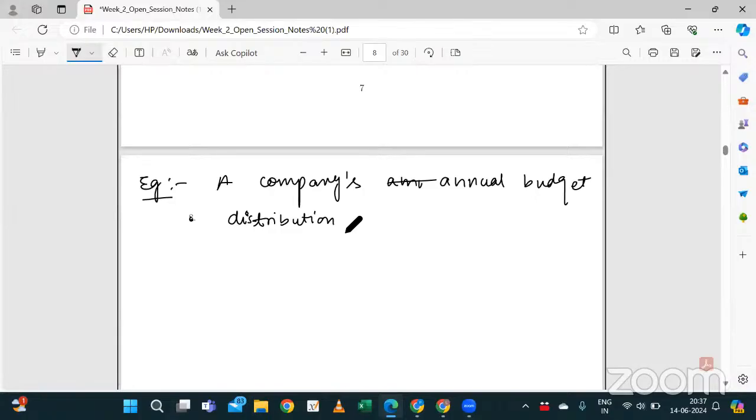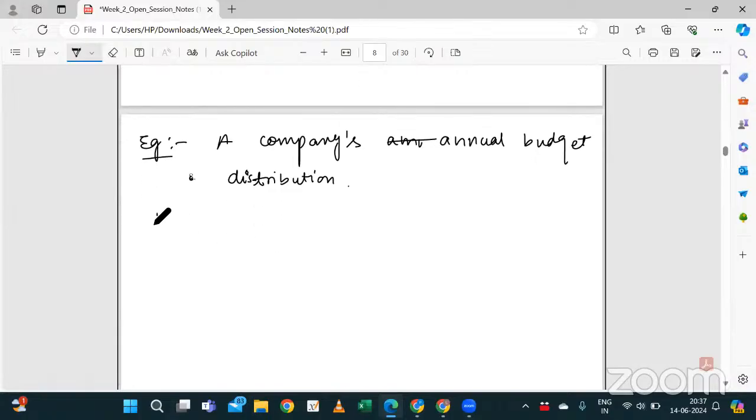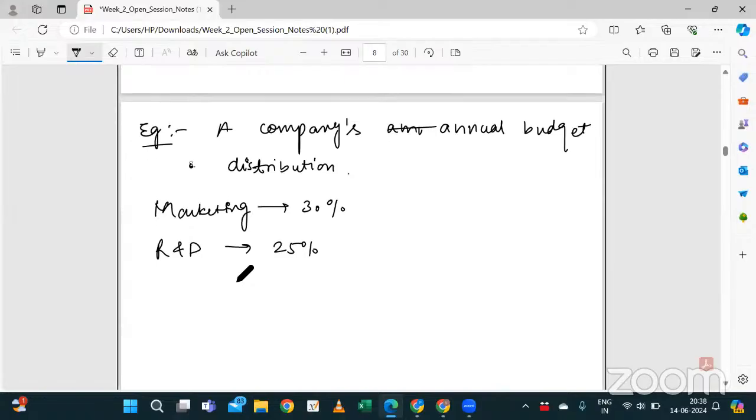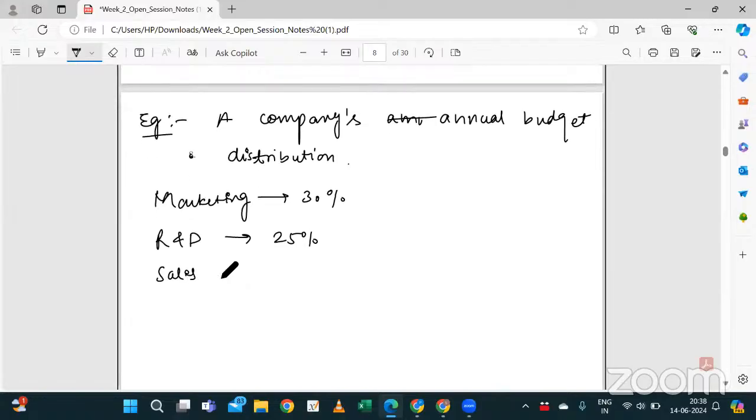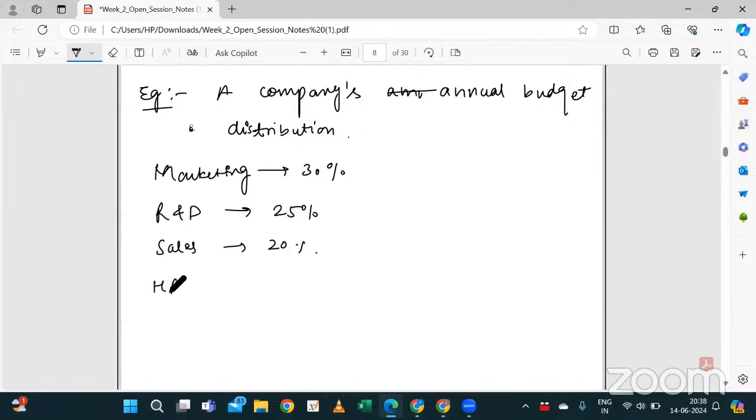Annual budget distribution. For example, suppose I'm writing for marketing. Annual budget distribution for marketing is 30%. Okay? Let's say for R&D, research and development, 25%. For sales, it's 20%. For the HR department, let's say 15%.